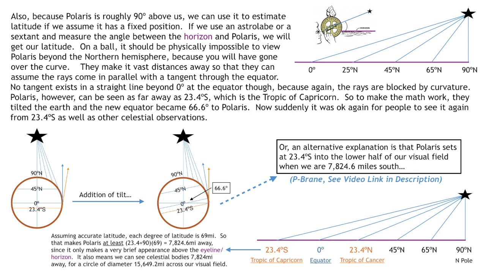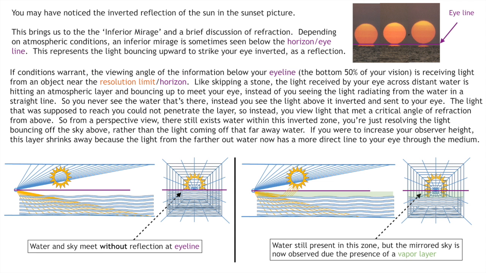And then just keep in mind the 23.4 degrees south is the Tropic of Capricorn, the 0 degree equator. Then you have the 23.4 degree north Tropic of Cancer, and so forth.